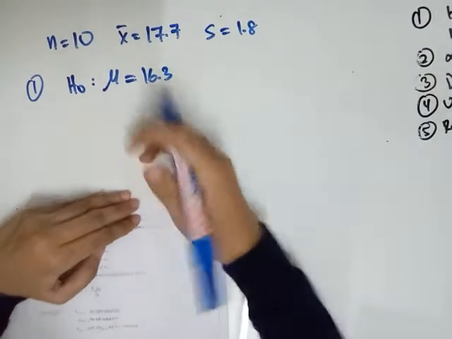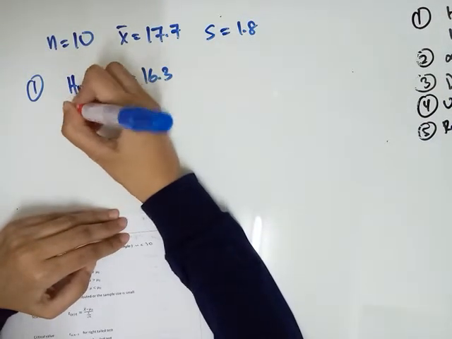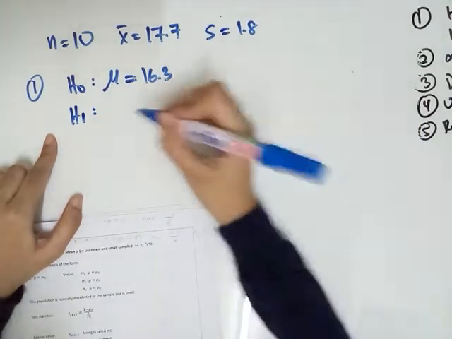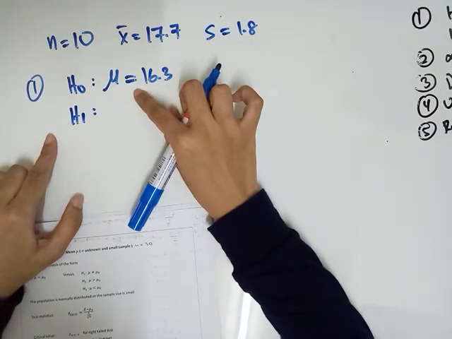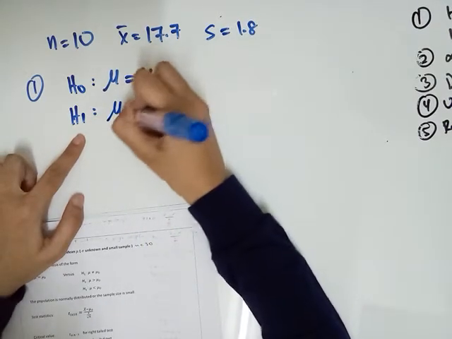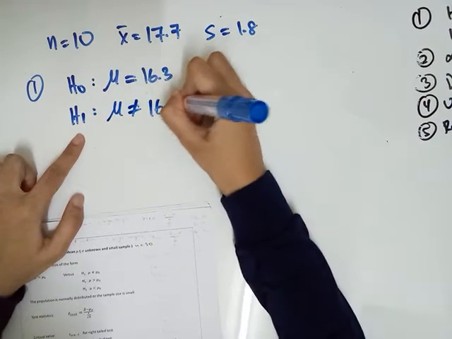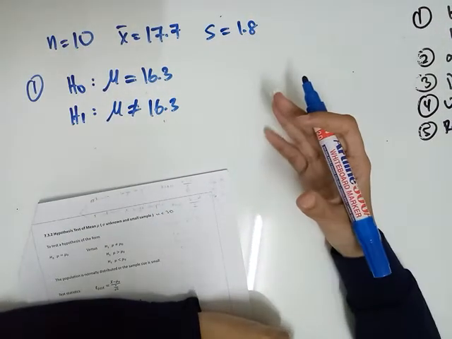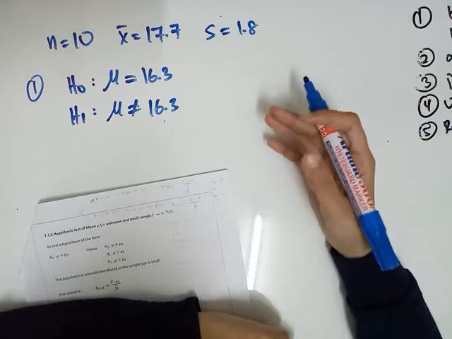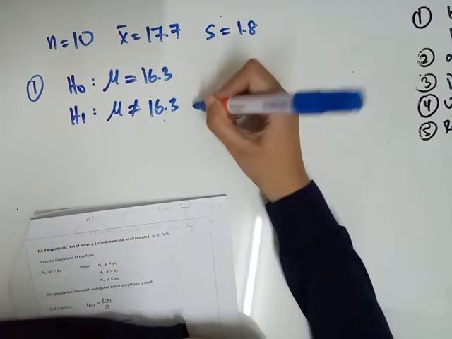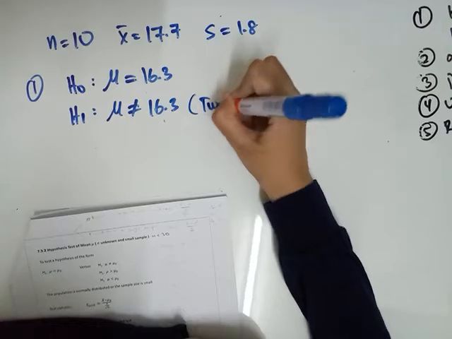And then we state H1. The relationship when H naught is equal, so H1 is not equal to 16.3. So what type of tail do we need to test? Look at the sign for H1. H1 is not equal, so we need to test the two tail of the area.